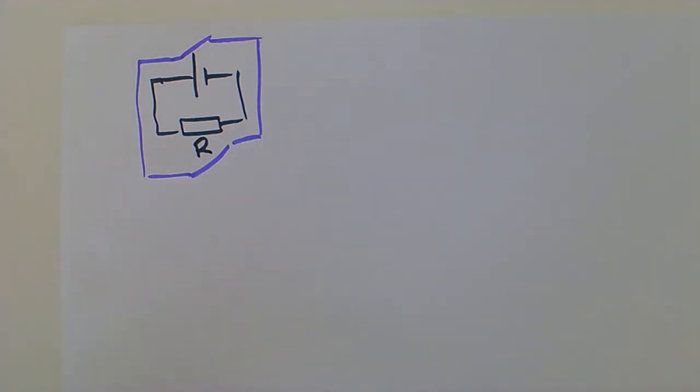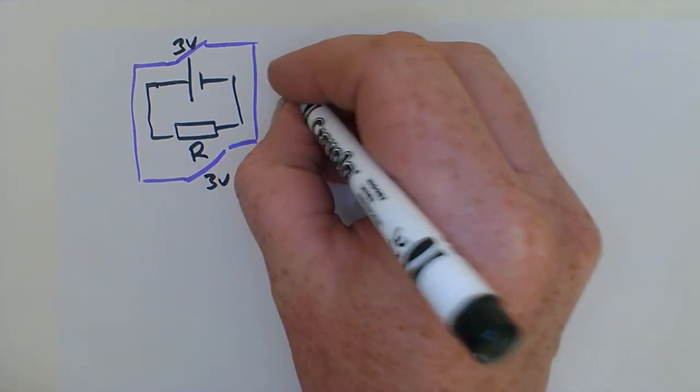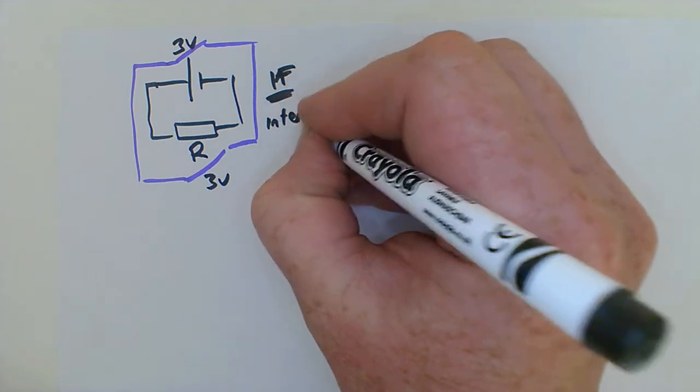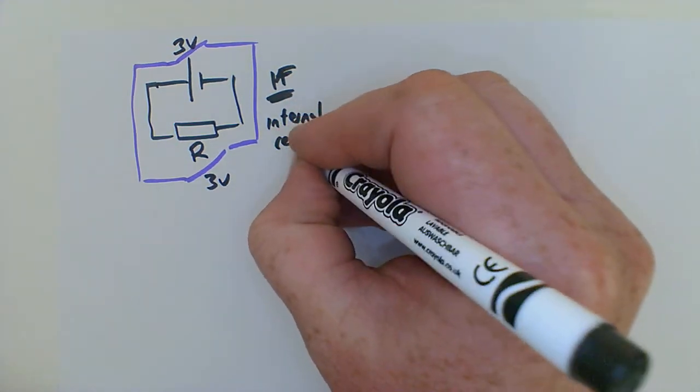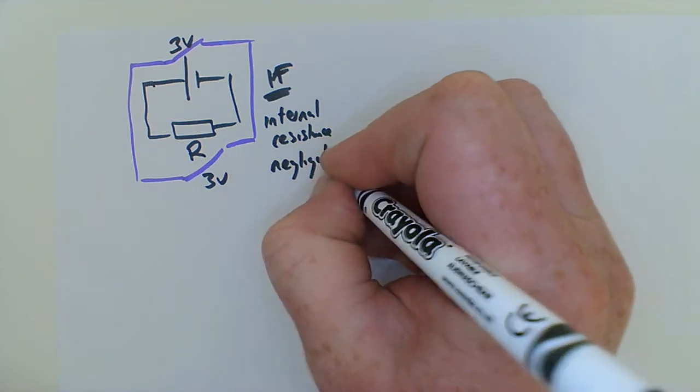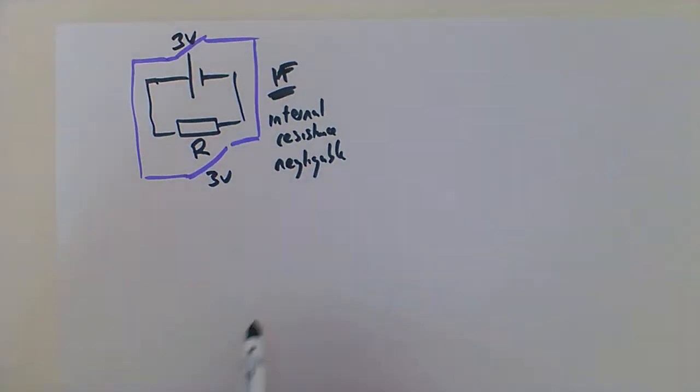That's if. That's only if, and it's a very big if, internal resistance is negligible. Now negligible, for those who haven't come across the word, means too small to be bothered about. So it's basically that small we don't care about it.